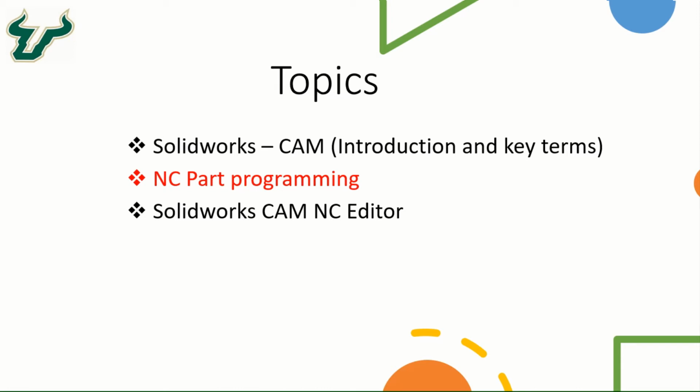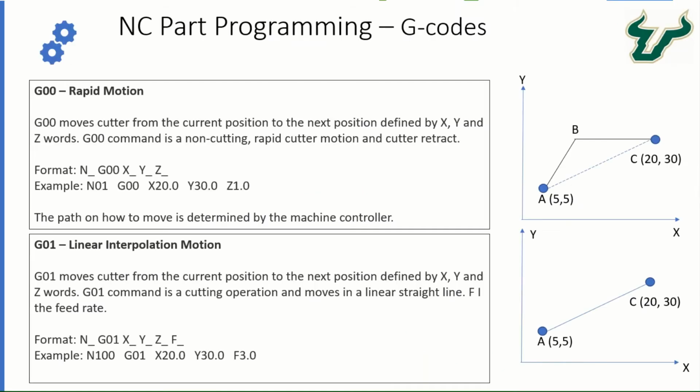Hey everyone, so let's take a look at now some of the G codes here in the NC part programming, and we're going to take a look at also some of the examples of how to write the NC codes. So to start off with G00, which stands for the rapid motion command, what it does, it basically moves the cutting tool from its current location to the next by defining X, Y, and Z words.